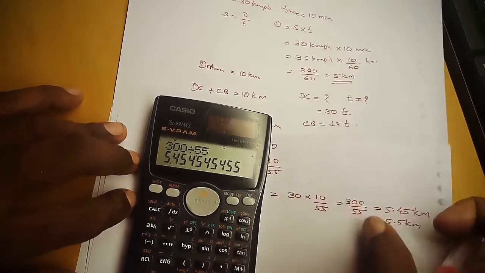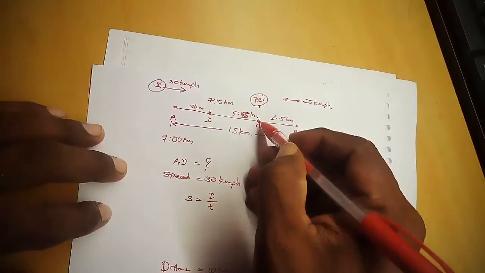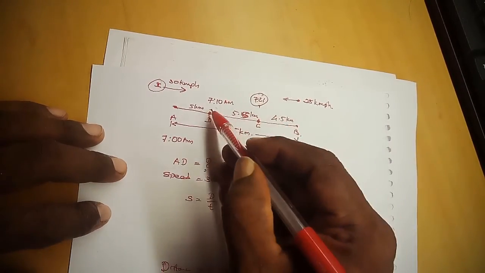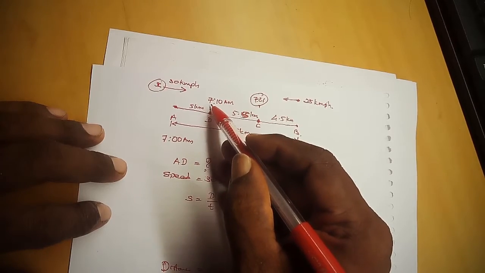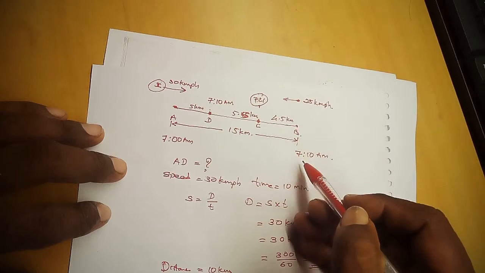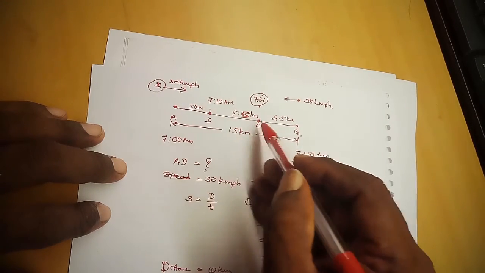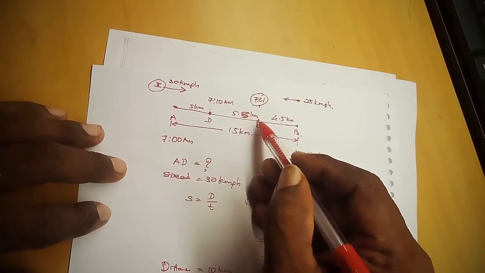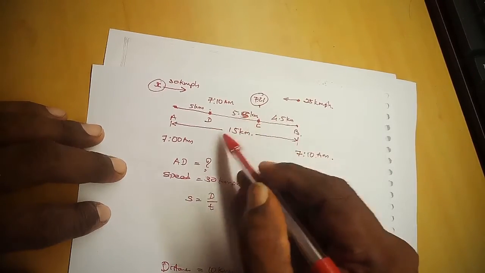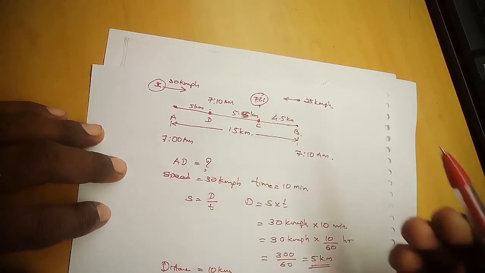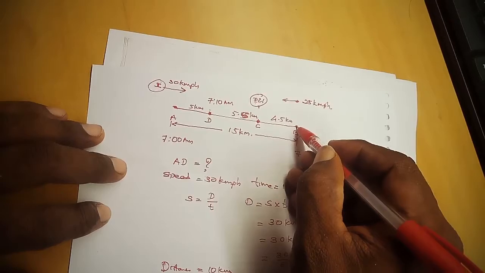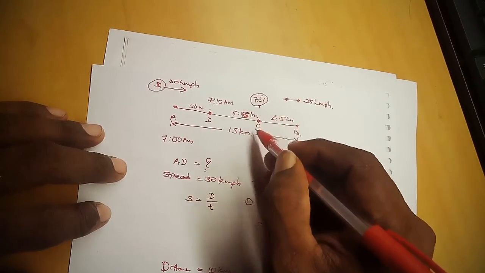So C is at a point 5.5 kilometer from here. So this man X starts at 30 kmph and Y starts at 25 kmph at the same time. This man will travel 5.5 kilometer and this man travels only 4.5 kilometer. 10 minus 5.5 is equal to 4.5 kilometer. So here is the point, 4.5 kilometer from here. Both will meet together.